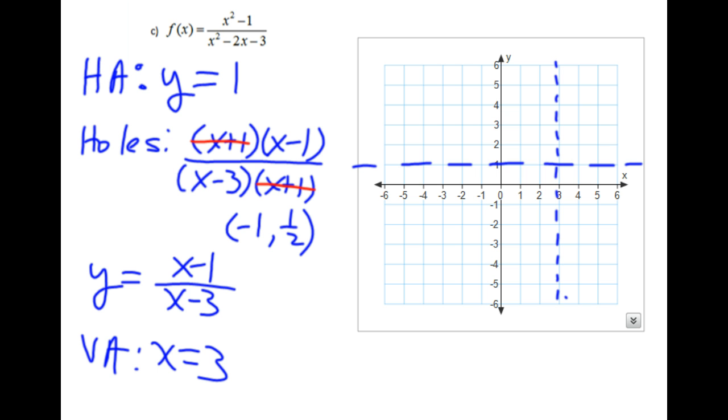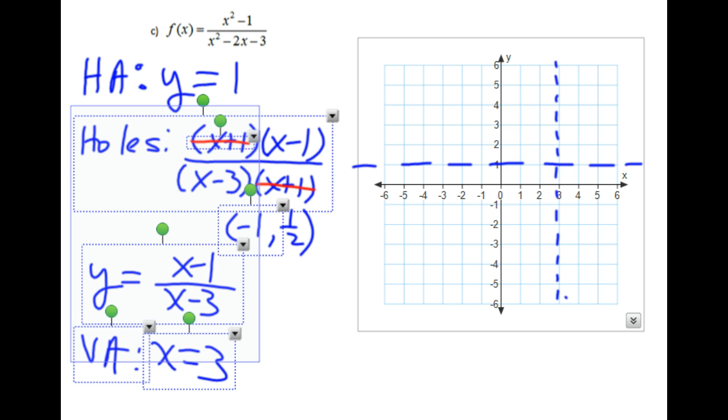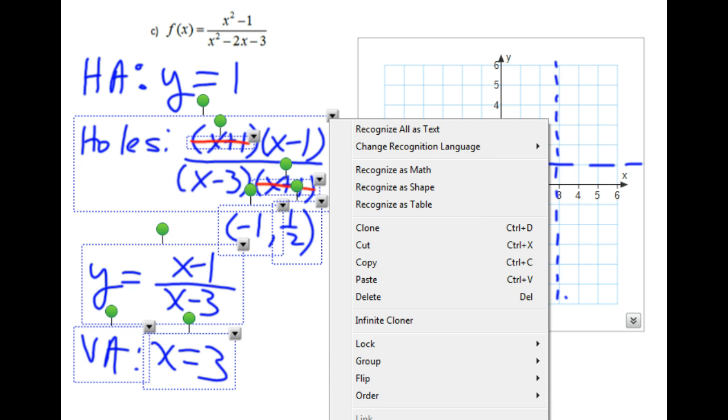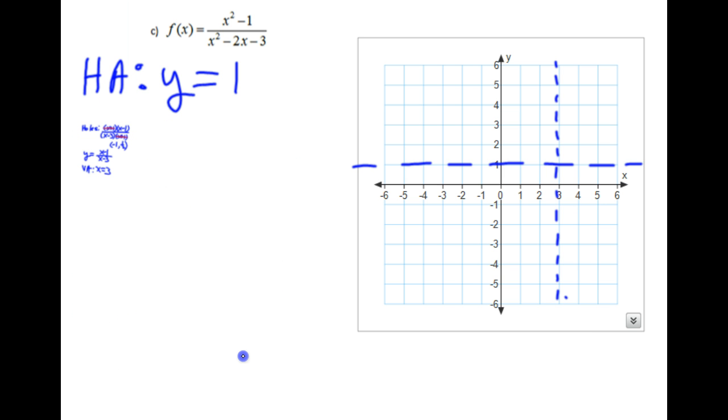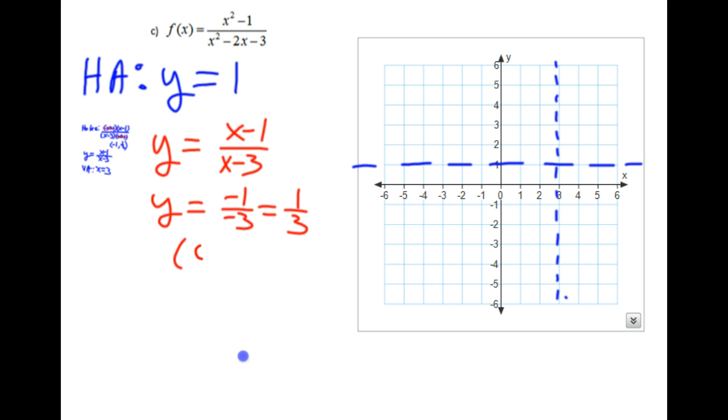To find the x-intercept and the y-intercept, let me shrink these down. To find the y-intercept, I take the simplified fraction, which is x minus 1 over x minus 3. Don't I just replace 0 for x? So I get y equals negative 1 over negative 3, so 1/3. So 0 comma 1/3 is my y-intercept. All right, so that would be right here.